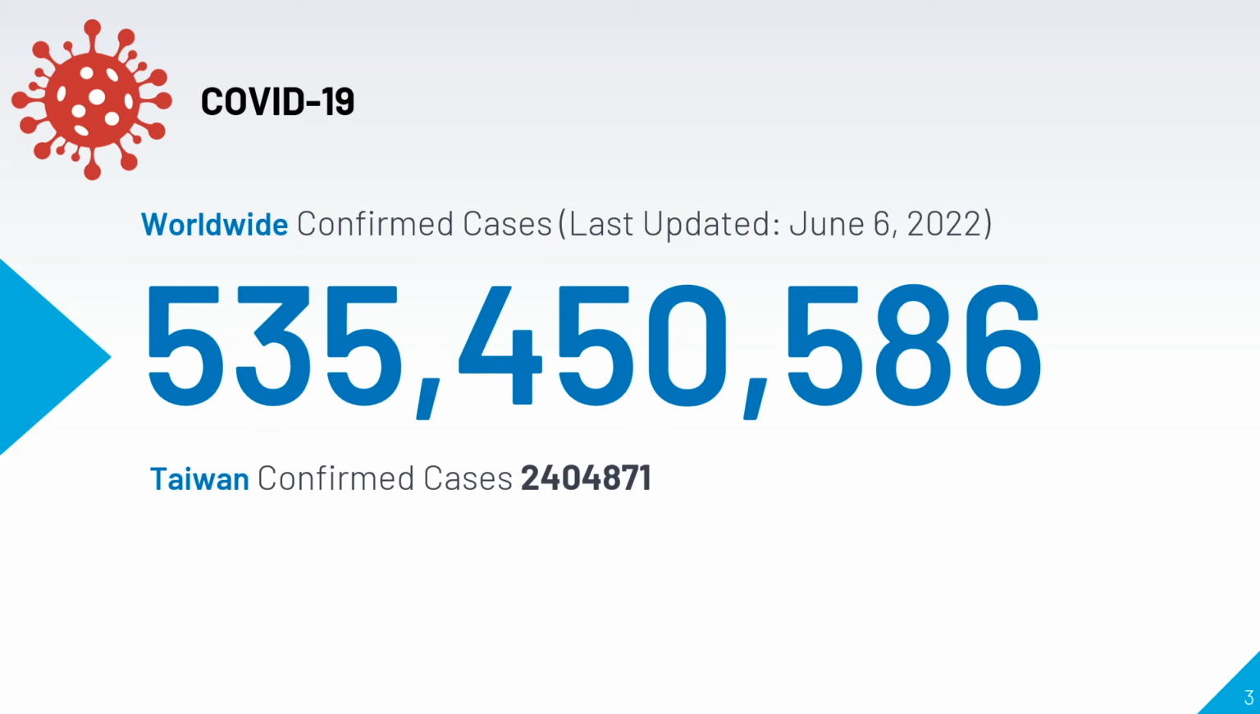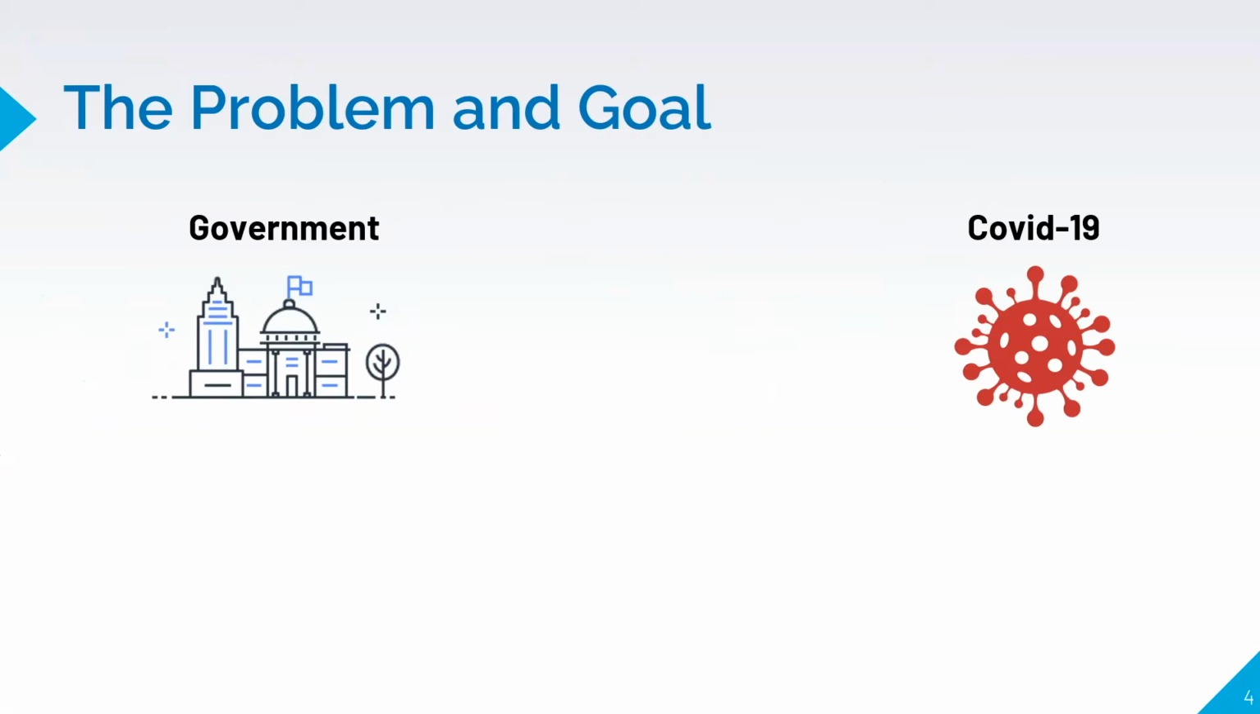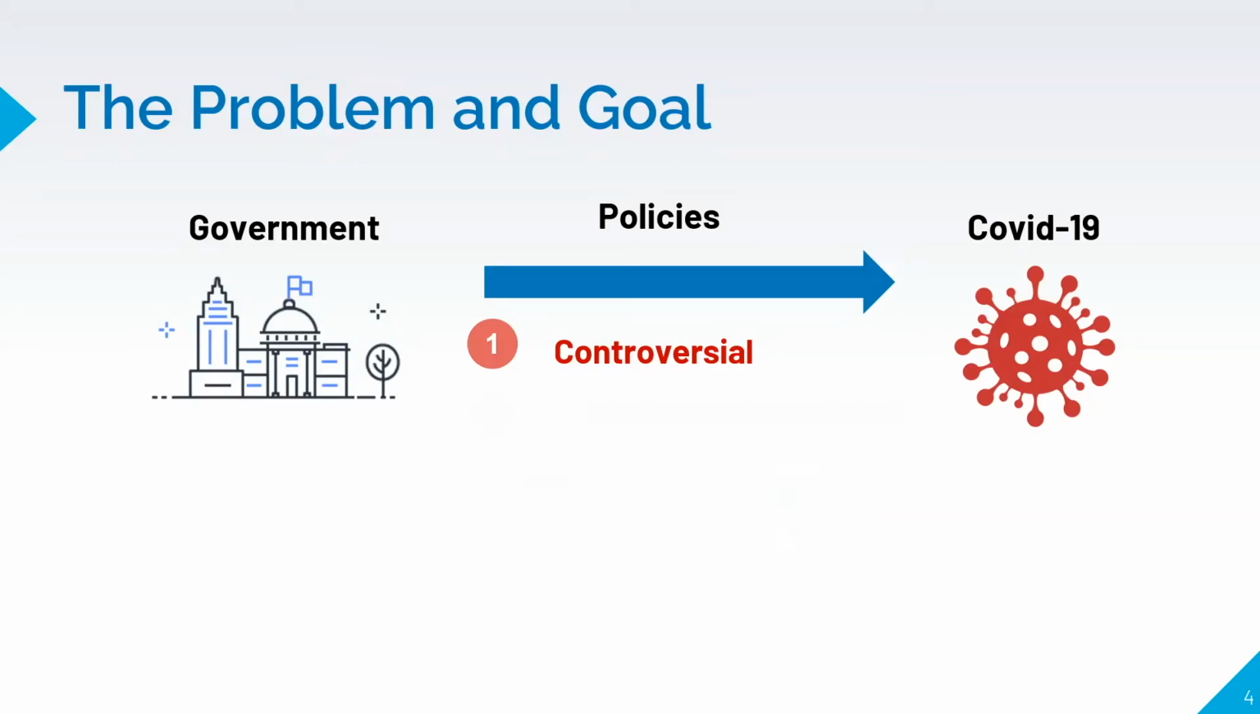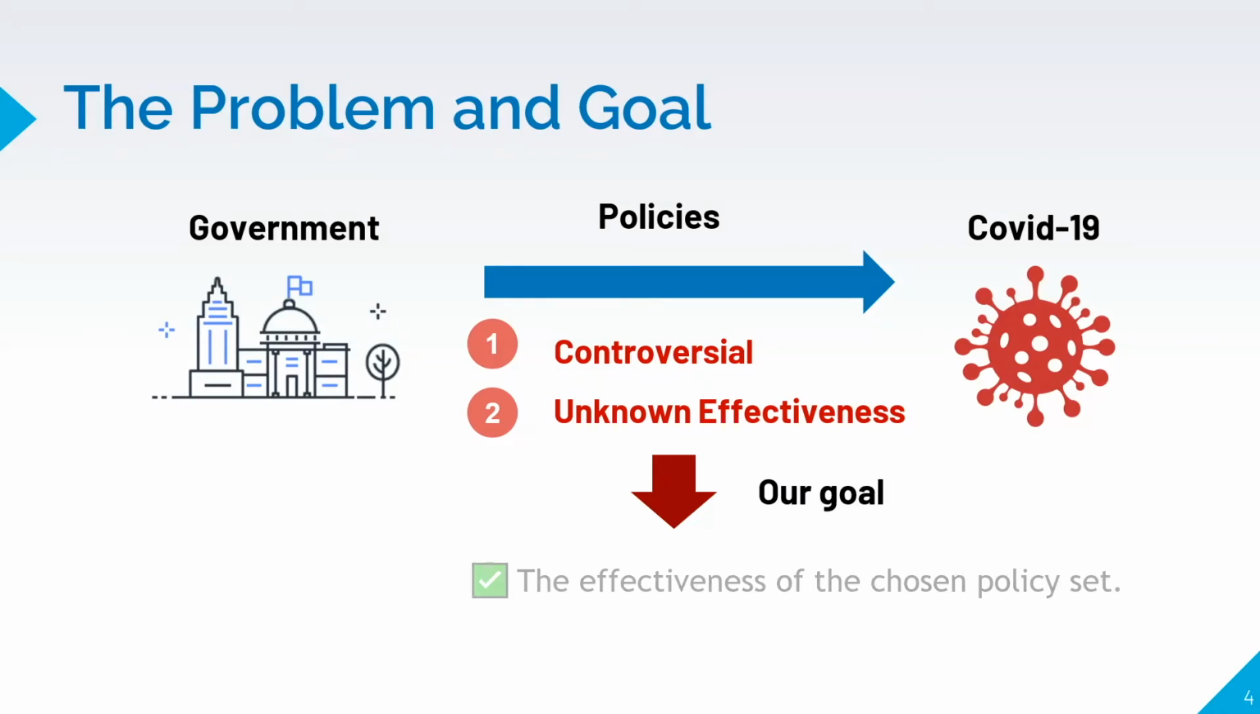The spread of COVID-19 has changed everyone's life, and there have been more than 5 million confirmed cases worldwide. In response, governments around the world have made lots of policies to control the pandemic, but some of the policies are controversial and their effectiveness is unknown.